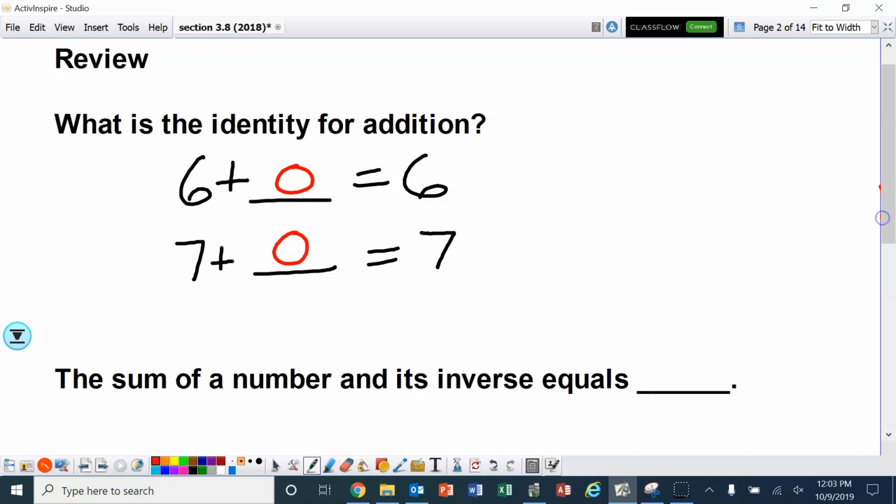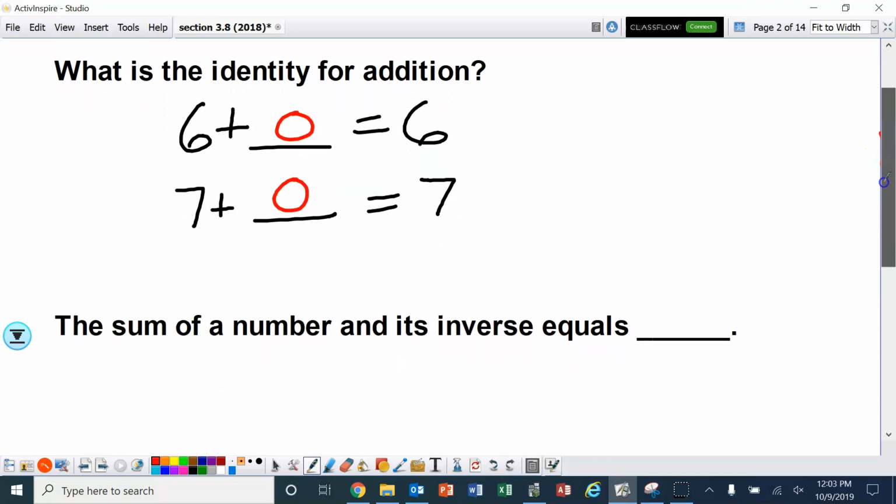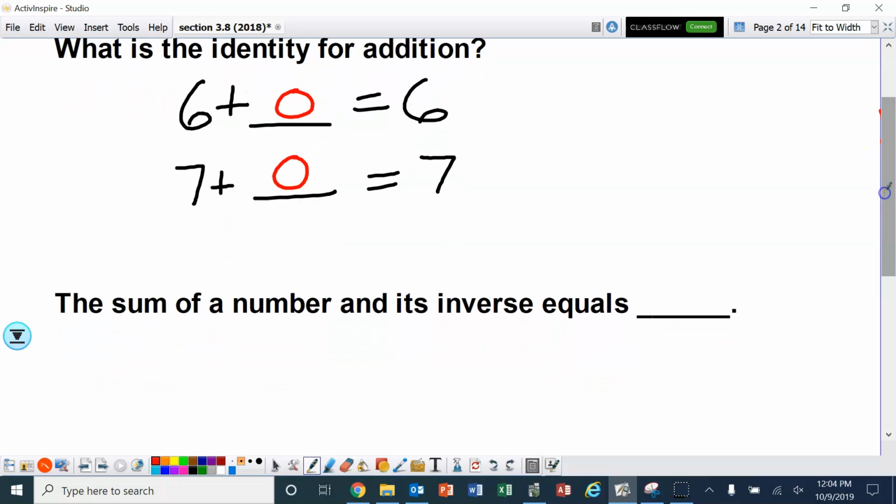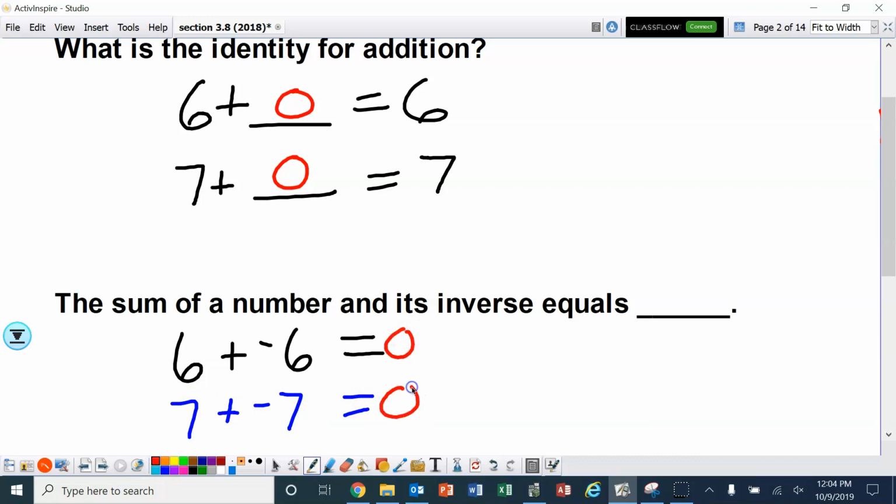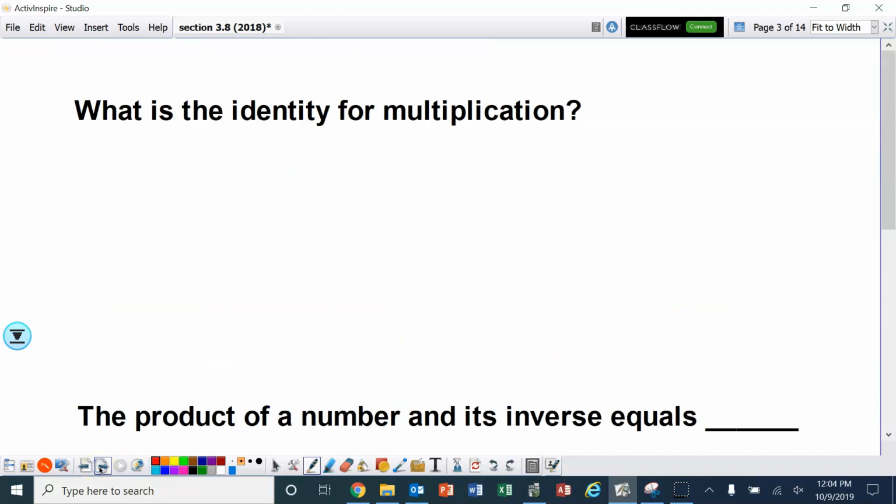All right. Okay, this is going to lead into what we're going to be doing with the matrices and the calculator. Okay, so the sum of a number and its inverse equals... All right, well, if I take 6 plus its inverse, or I take 7 plus its inverse, it's going to equal 0. There's a reason behind this when we get to the matrices. All right, let's go to the next page.